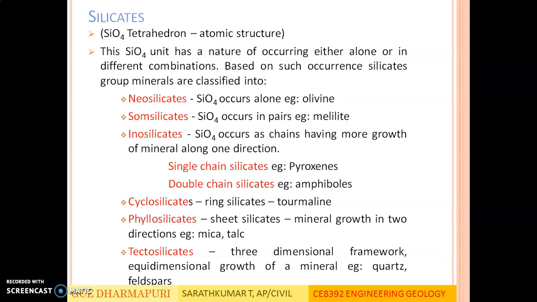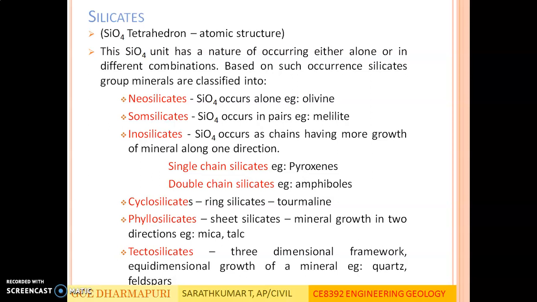Inosilicates. This is one of the main groups of silicates. SiO4 occurs as chains, having more growth of minerals along one direction. If it occurs in a single chain, it is called single chain silicates. Examples are pyroxenes. Whereas if it occurs in a double chain, it is called double chain silicates. Example, amphiboles.